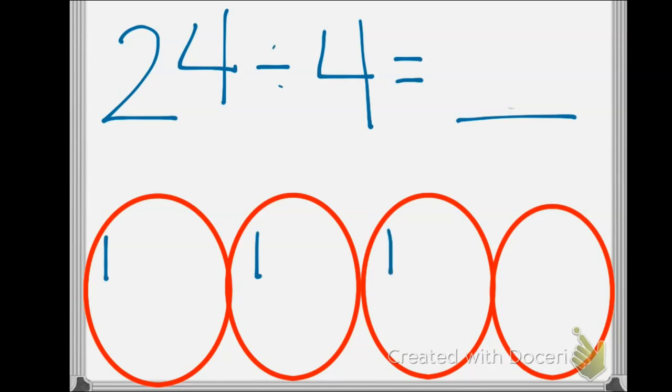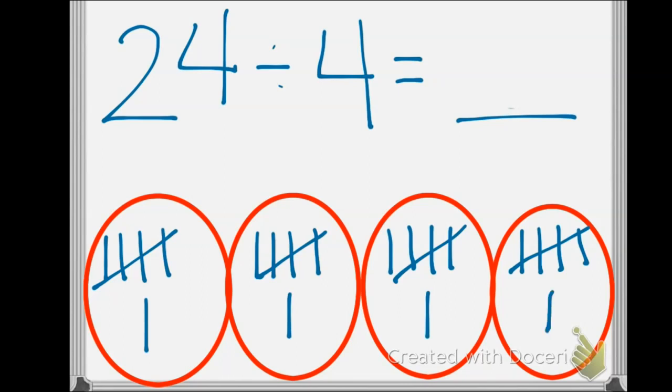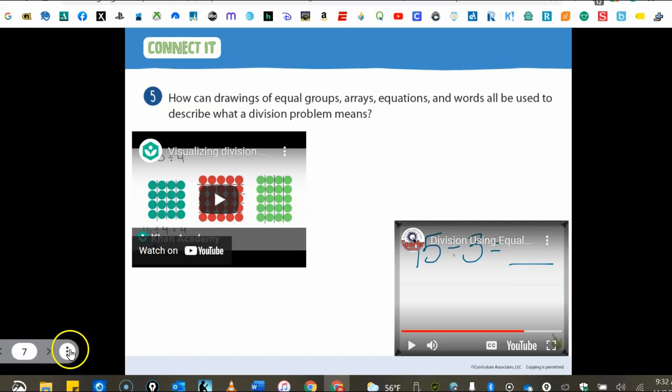1, 2, 3, 4, 5, 6, 7, 8, 9, 10, 11, 12, 13, 14, 15, 16, 17, 18, 19, 20, 21, 22, 23, 24. Now I look to see how many objects are in each group. There are 6 objects in each group, so 24 divided by 4 equals 6. Cool. And you get the point.